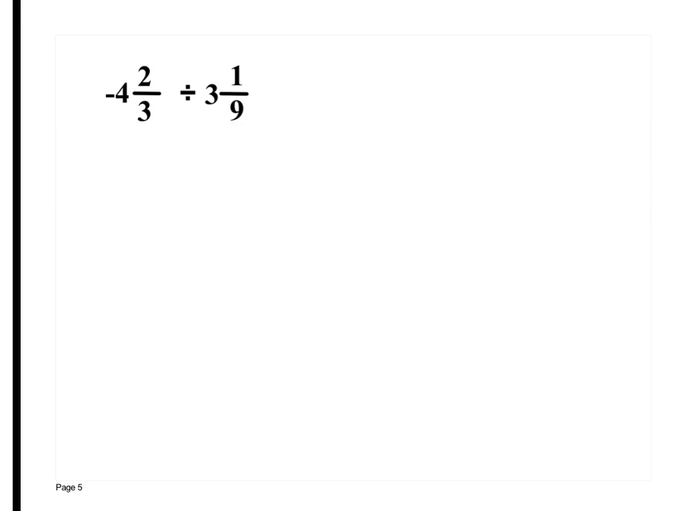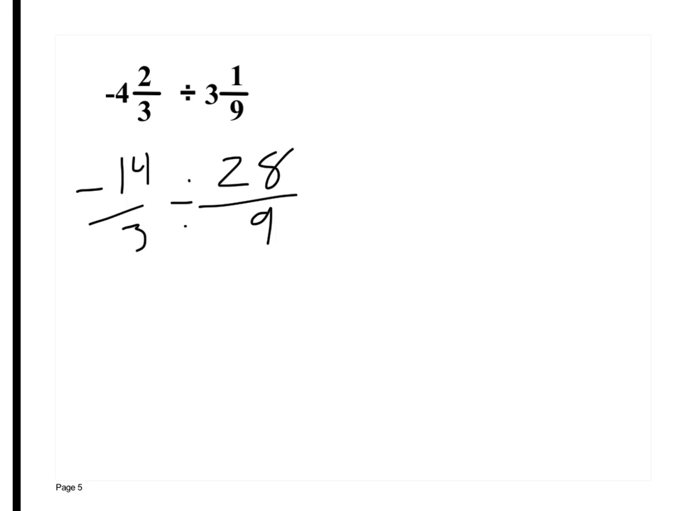Write this one down. First thing I do is make negative 4 2/3 into an improper fraction. So 4 times 3 is 12, 12 plus 2 is 14. So we have negative 14 over 3, divided by 3 times 9 is 27, 27 plus 1 is 28.